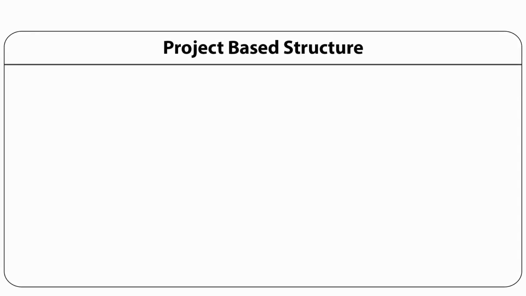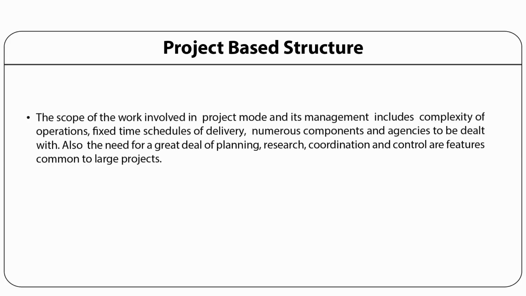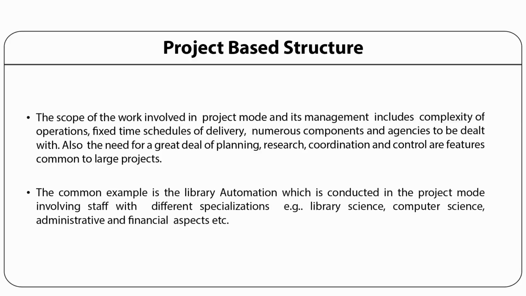Then comes the project-based structure. The scope of the work involved in project mode and its management includes complexity of operations, fixed time schedules of delivery, numerous components and agencies to be dealt with. Also, the need for a great deal of planning, research, coordination, and control are features common to large projects. Then the common example we can take is library automation, which is conducted in the project mode involving staff with different specializations, for example, library science, computer science, administrative, and financial aspects, etc.